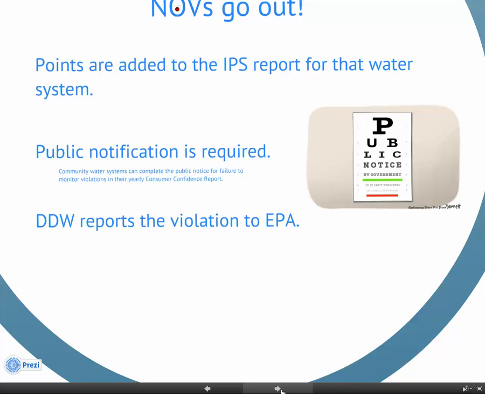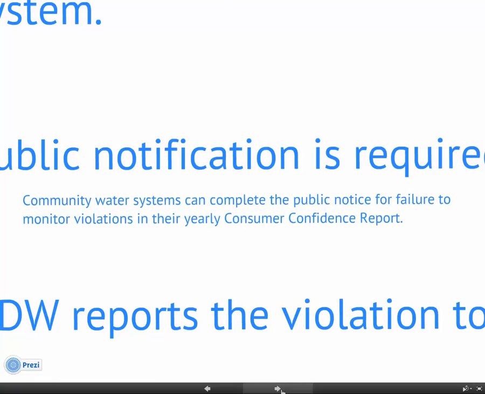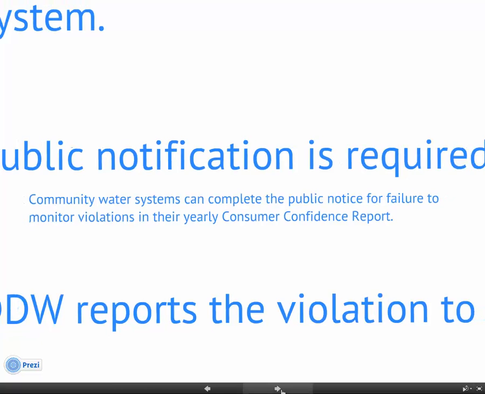The next thing is that public notice is required. Like I said earlier, in regards to those total coliform quality violations, for the quality ones, you would have 24 hours or 30 days to notify the public. But if you just have a failure to sample violation, you will have 1 year to notify the public. And those notices for failure to sample violations, most water systems, community water systems, put those in their consumer confidence report because that is a yearly report. And if you have questions about that, you can contact me and I can walk you through some examples of those in consumer confidence reports.